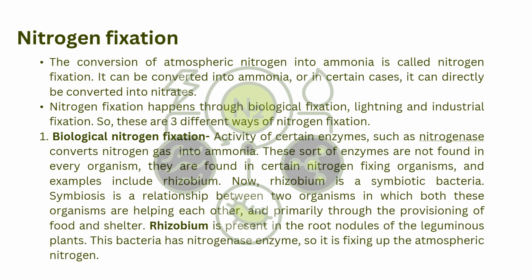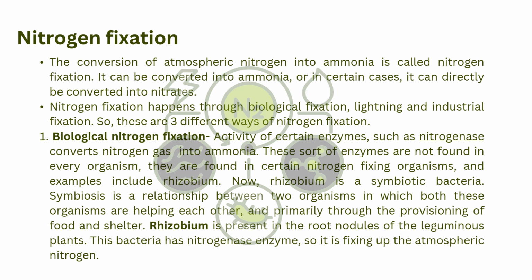The first step in the nitrogen cycle is nitrogen fixation, that is the conversion of atmospheric nitrogen into ammonia. It can be converted into ammonia, or in certain cases it can directly be converted into nitrates. Nitrogen fixation happens through biological fixation, lightning, and industrial fixation. The first one, biological nitrogen fixation: the activity of certain enzymes such as nitrogenase converts nitrogen gas into ammonia.